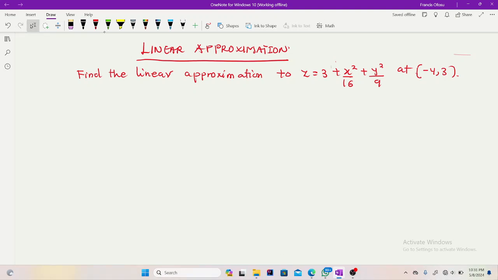In this video, I'll take you through linear approximation. In our previous lessons, we dealt with tangent planes, finding the equations of tangent planes. So we continue from this section by going through linear approximation.